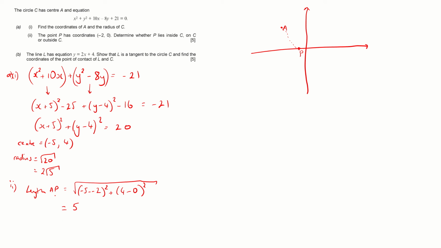So, basically, is that more or less than 2 root 5? Not incredibly obvious by looking at 2 root 5, but if you type it into a calculator, 2 root 5 is 4.47. So 5 is obviously longer than that. So that means that the point P is longer than the length of the radius, which is, let's say, about like there. My circle now. Pretend that's a circle, everyone. And that length means that P is on the outside. So we need to just clarify that. So P is outside C.